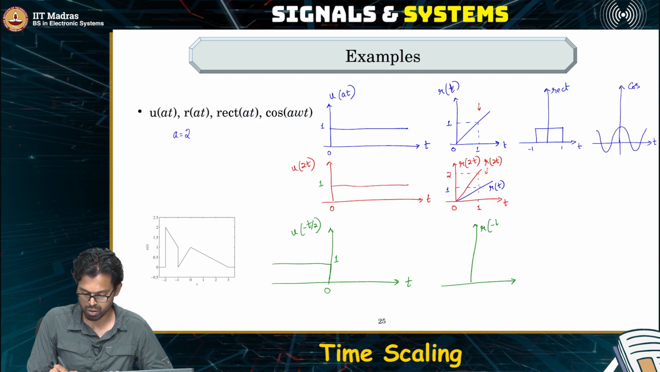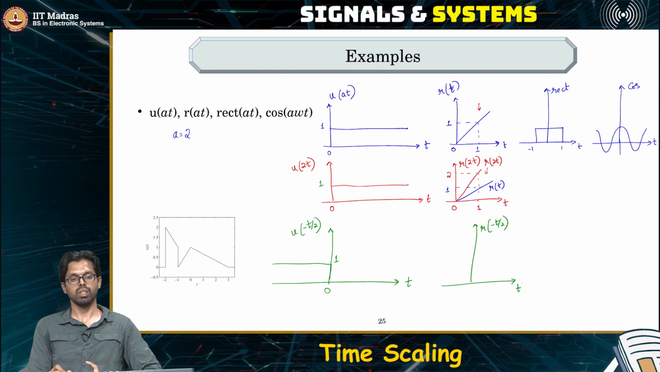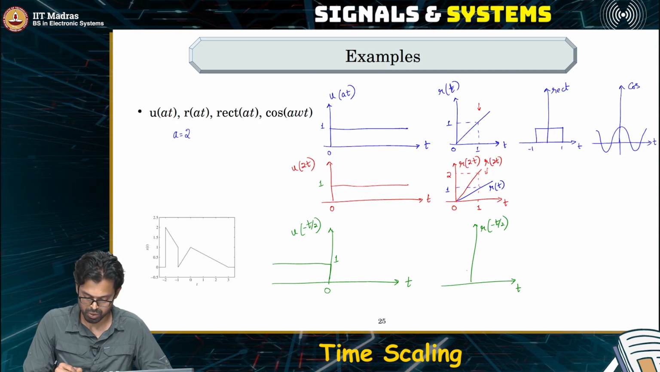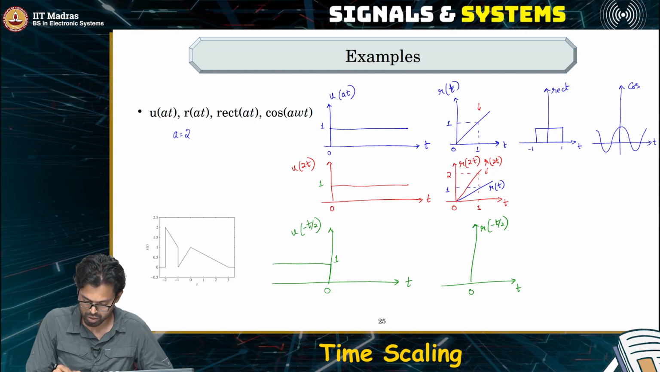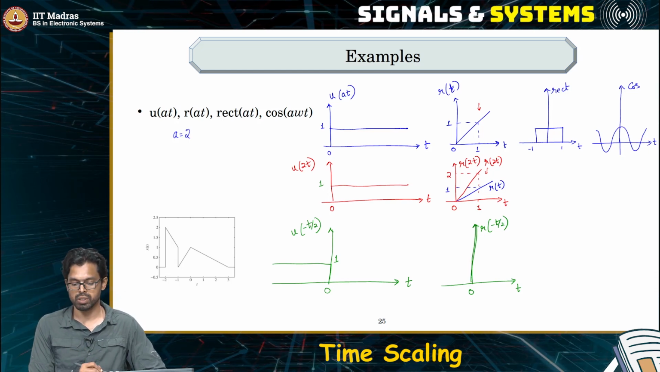We are trying to plot r of t by 2. So first thing we know is definitely that it is going to flip. So the signal is going to appear only on the left hand side and not on the right hand side. So 0 gets mapped to 0 as such.